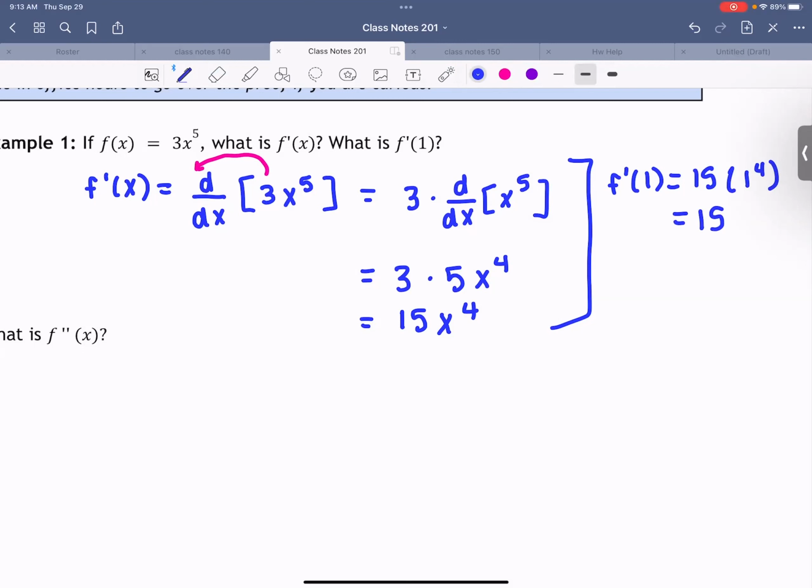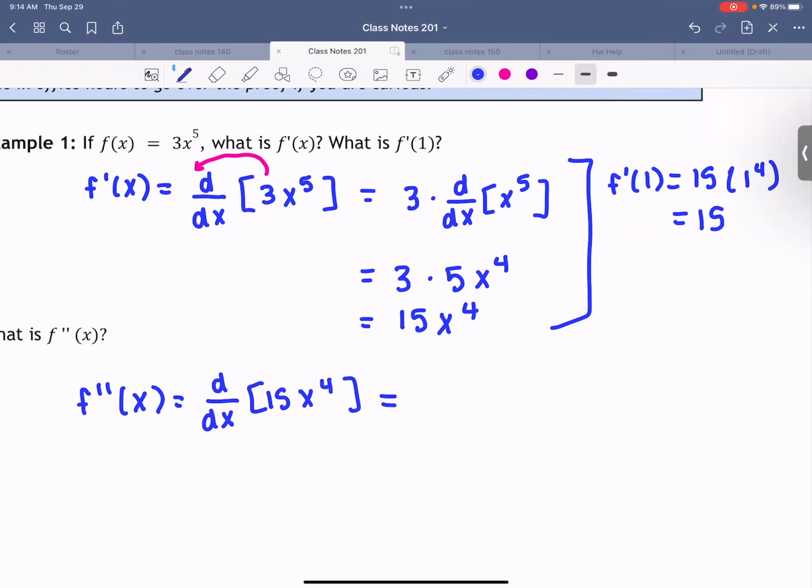Once we have our derivative, that derivative is going to be a function. Now we can find our second derivative. Now remember, the second derivative is the derivative of the first derivative. Let's see if we can do this. We're going to take the derivative of 15x to the 4th.